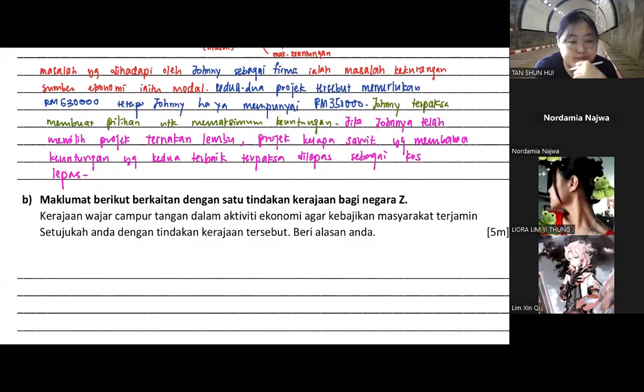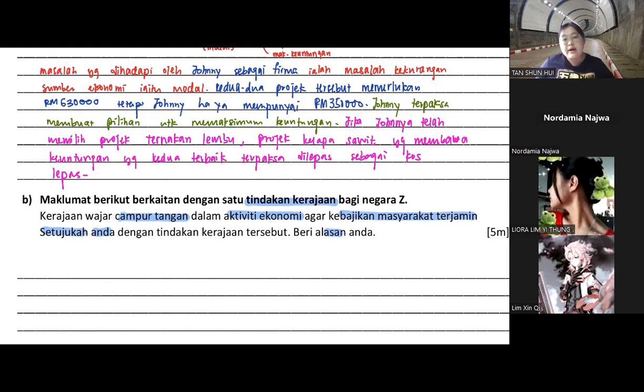And the next one, see. This one, yeah. They say, maklumat mereka berkaitan dengan satu tindakan kerajaan bagi negara Jack, okay, government actions. They said, government wajar campur tangan dalam aktiviti ekonomi agar kebajikan terjamin. All right, so government campur tangan in the activity is to menjamin kebajikan. Setujukah anda? Do you agree with the government action, and give us the alasan?